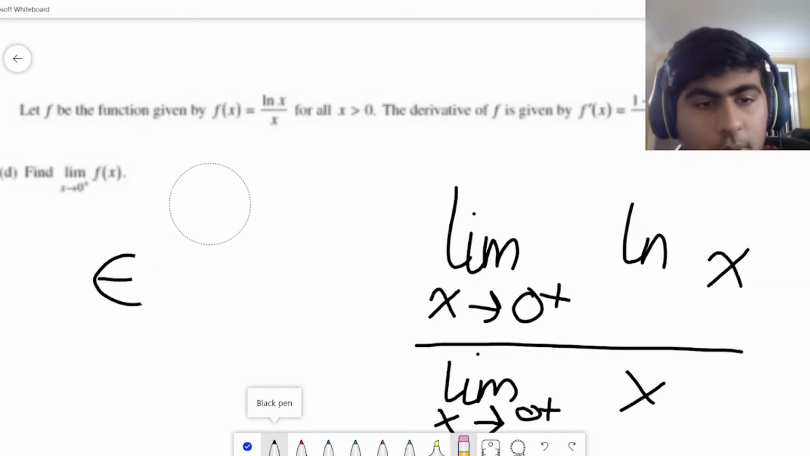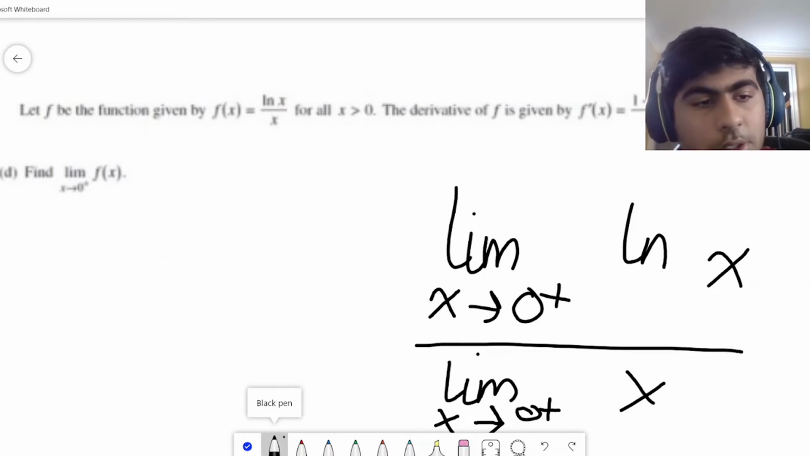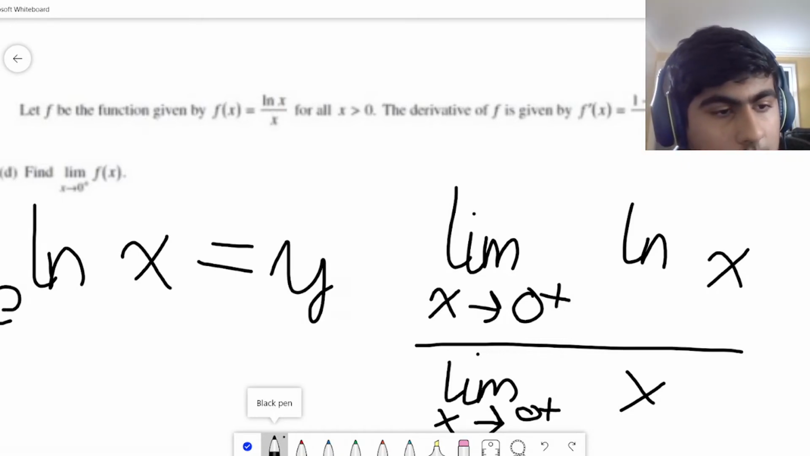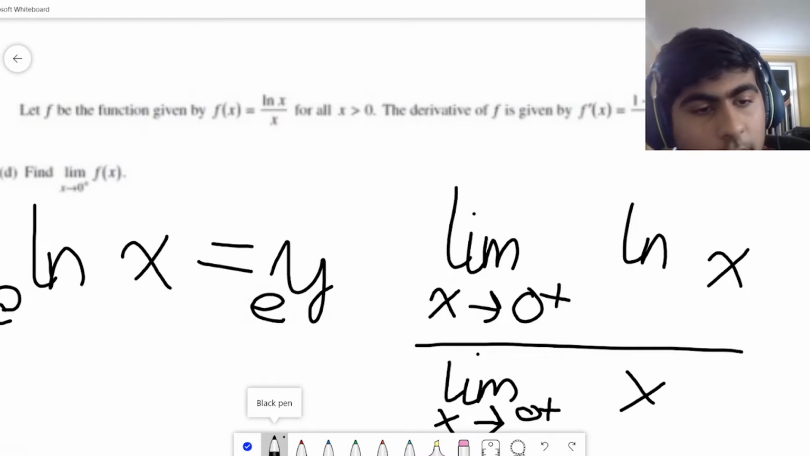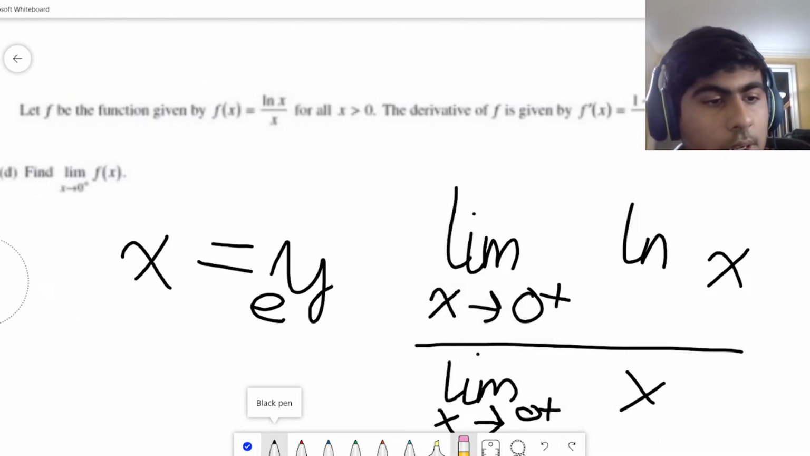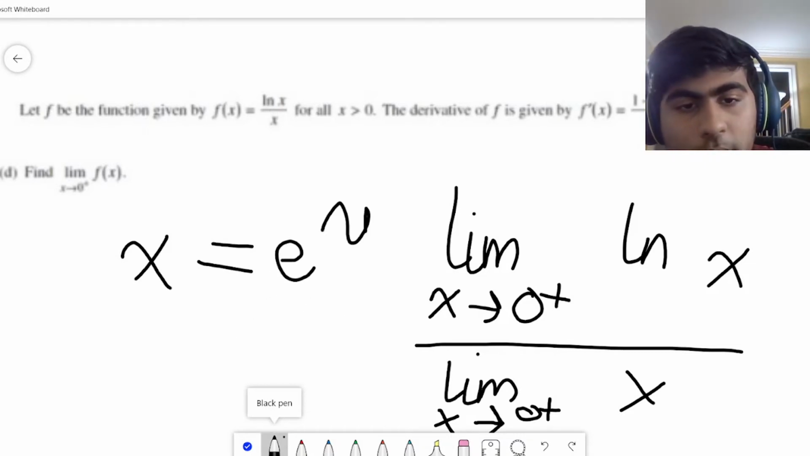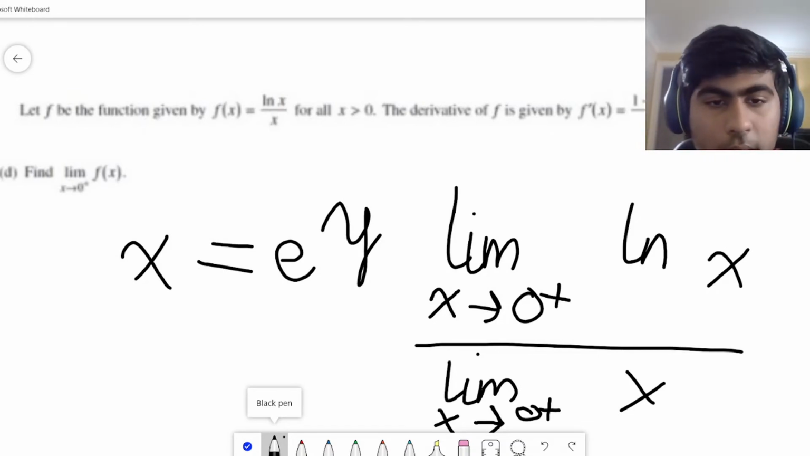So let me show how I'm thinking. ln x equals y. Now we can do e to the ln of x equals e to the y, and that's still a true statement. So we get rid of the ln: x equals e to the y. And we're trying to figure out what y is, the limit of y.